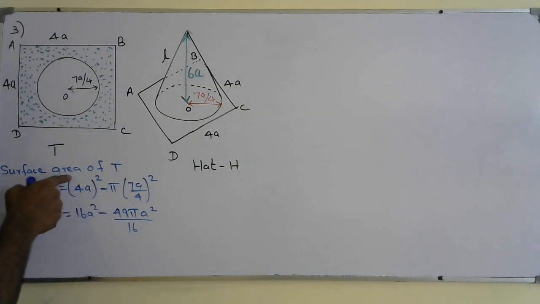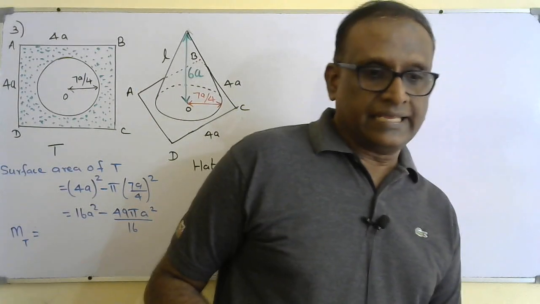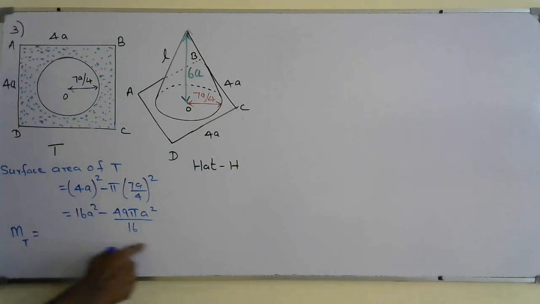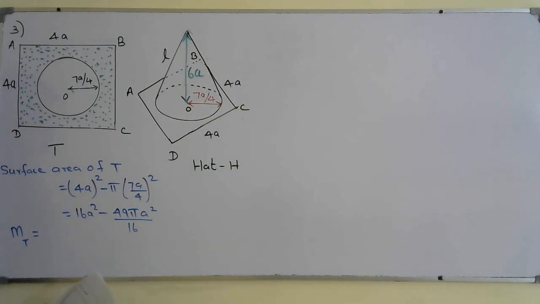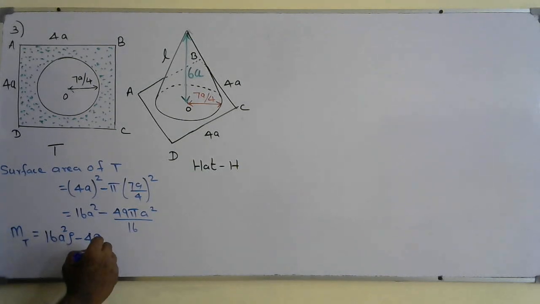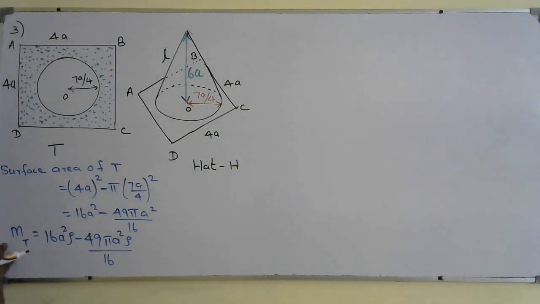So the mass of the T, I'll put MT, the mass of the template T, is equal to that multiplied by the density rho. Rho is the density, meaning mass per unit area. So multiply by it. We will get 16a squared rho minus 49 pi a squared rho over 16. Okay, so that's the mass of the T.